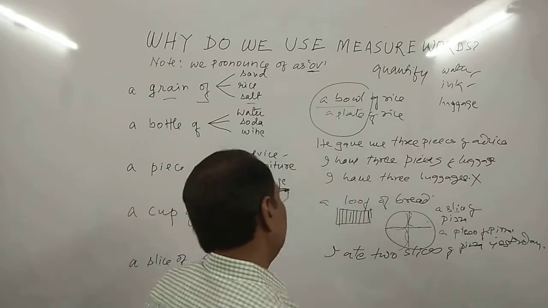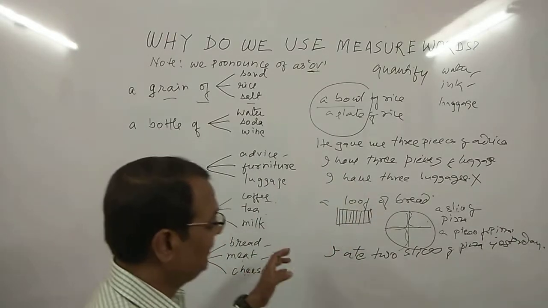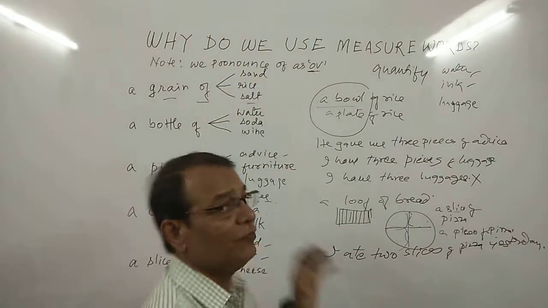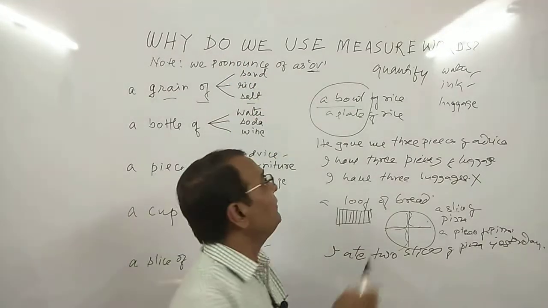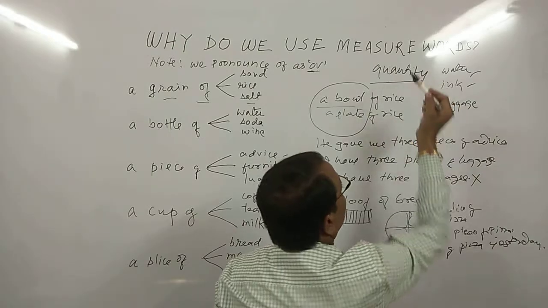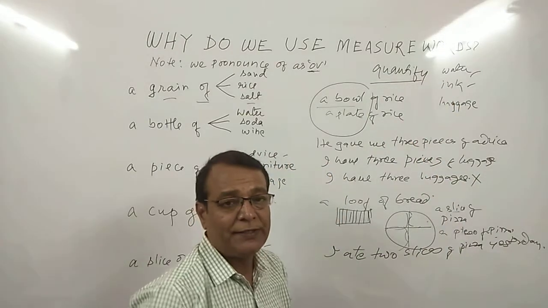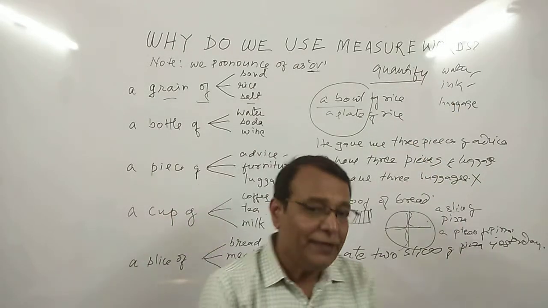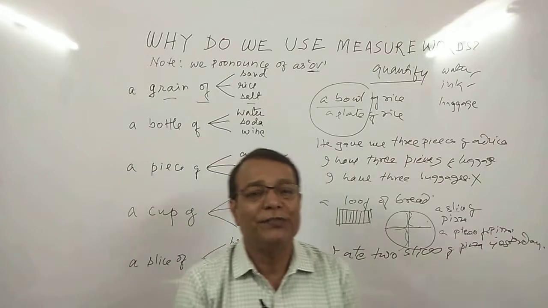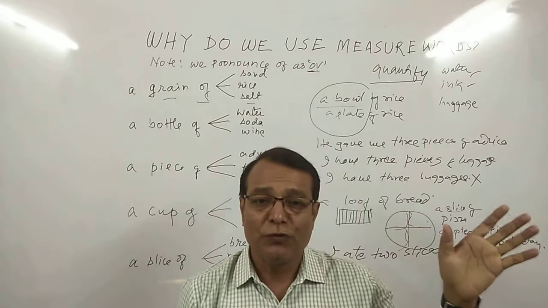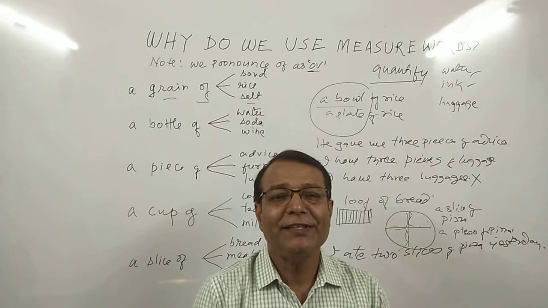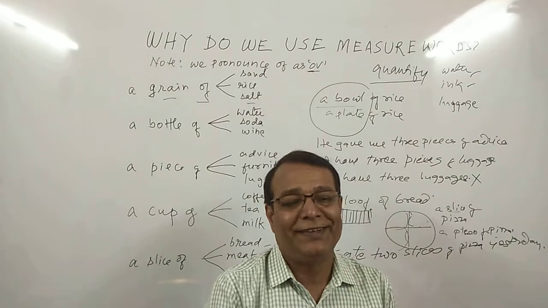So this is the way we use measure words. The main purpose of using measure words is to quantify things. We quantify things using measure words, right? And now it's very easy. I tell all my students to make a visit to a supermarket, where everything is available in some containers, right?